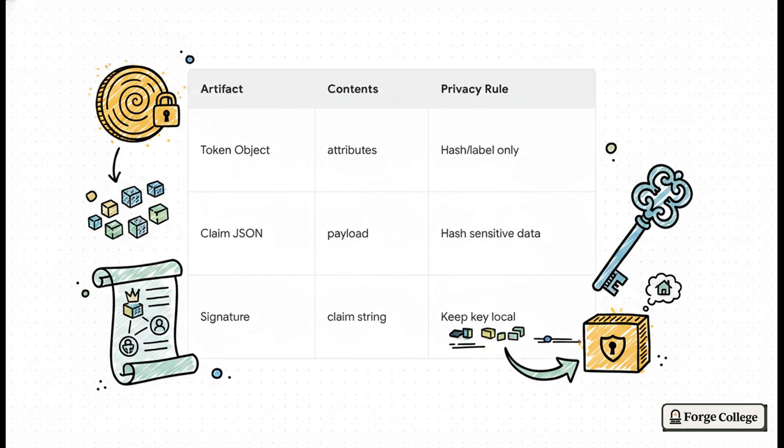Now, what's really interesting about this slide is how neatly it organizes our data models for us. We've got 3 main artifacts. First, the token object, where the absolute golden rule is to only store hashes or labels, never ever raw sensitive values. Second, the claim JSON, which includes the issuer, the subject, and that hashed sensitive data. And finally, the signature, which actually verifies the claim. The strict, non-negotiable privacy rule here: keep your private key local. Always. Don't ever let that leave your machine.